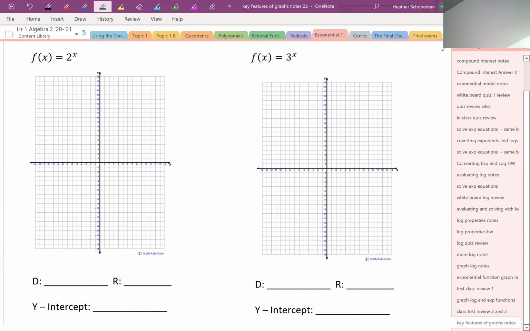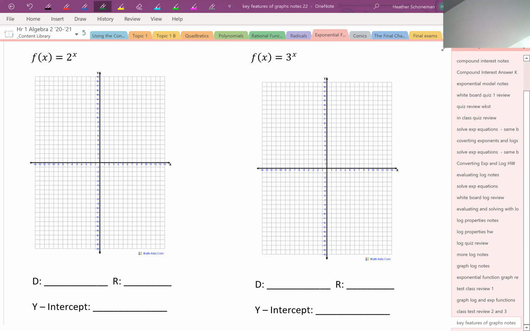Okay, so now you're going to grab your calculator and we're going to go to the y equals and we're going to graph 2 to the x. So we have 2, and then we do the caret button and then the x button. So it looks like that. And we want to make sure the x is in the exponent. And we don't know what our graph was set up before, so we're going to go to the zoom and we want the standard 10 by 10, which is button 6.